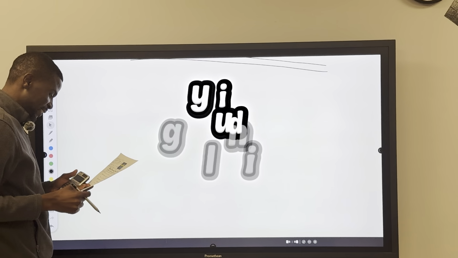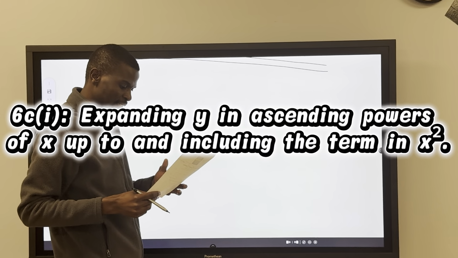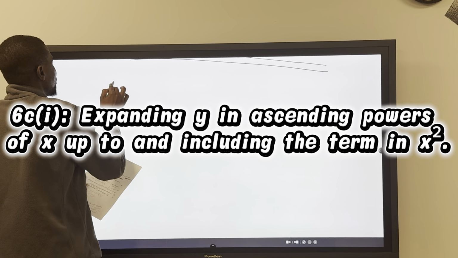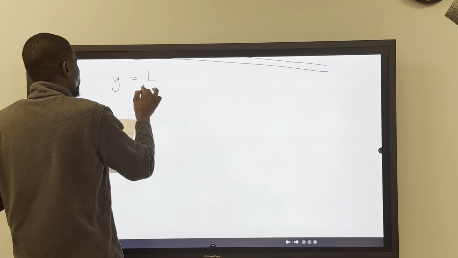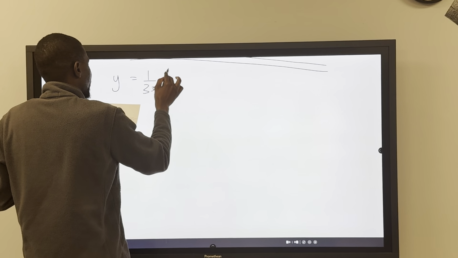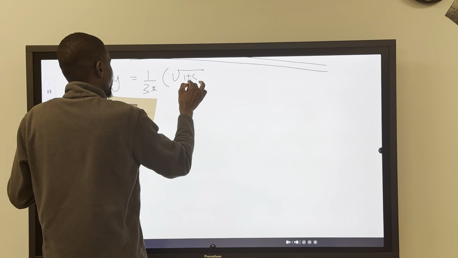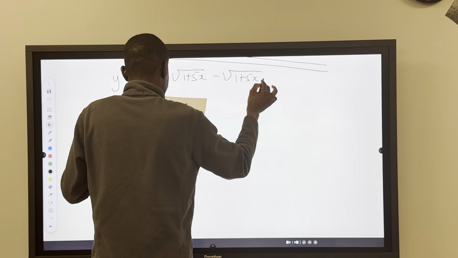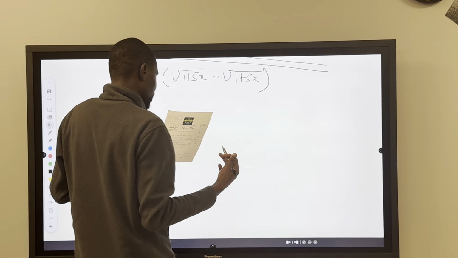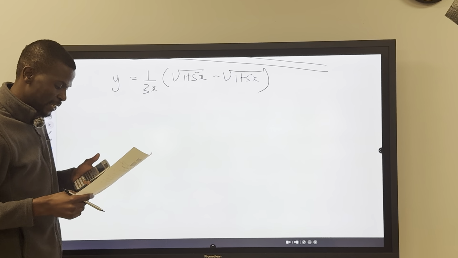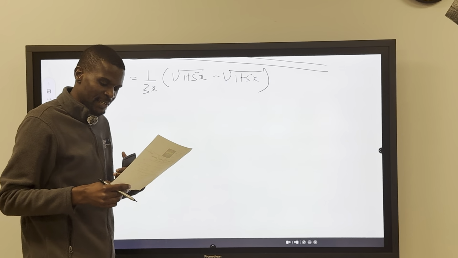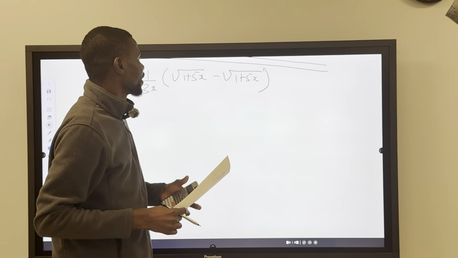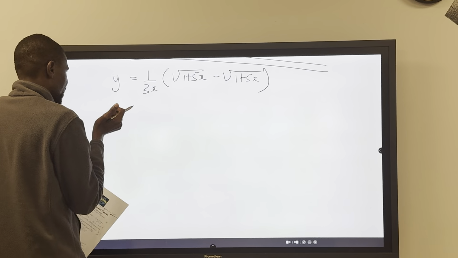So on C item 1, it's saying using the expression, so we want to use y equal to 1 over 3x, right? Square root of 1 plus 5x minus square root of 1 plus 2x, right? So we need to express y as a series in ascending powers of x up to and including the term in x squared. Okay, so guys, let's not stress.